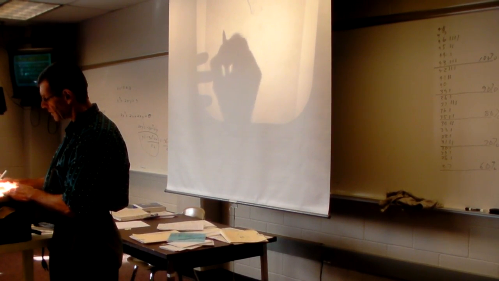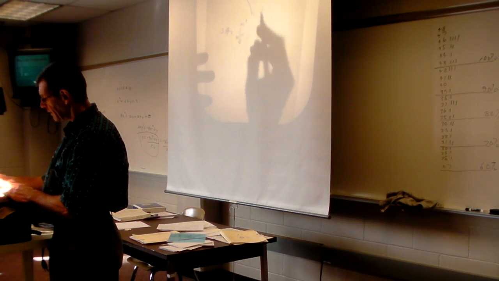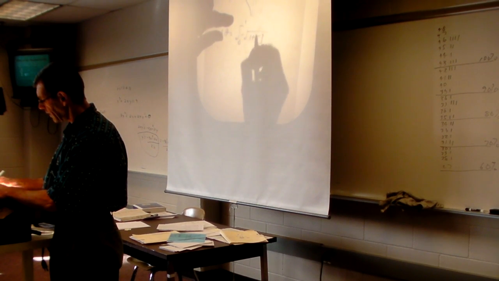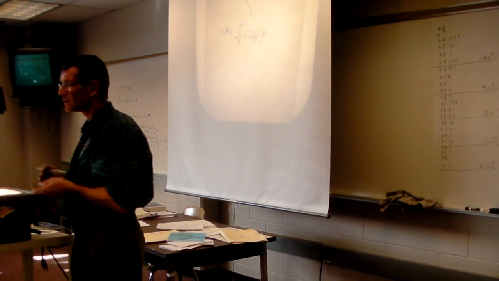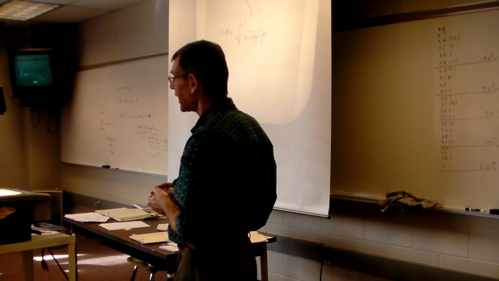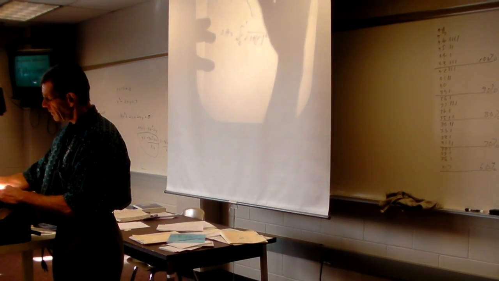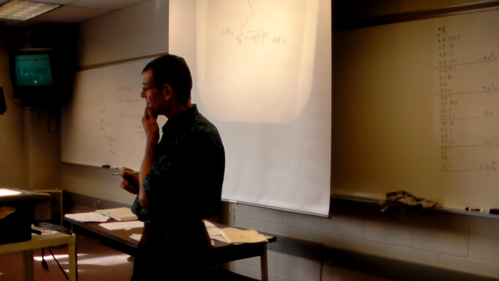So the surface area is going to be the integral that goes from 0 to 1. The length of the arc, which is what? Square root of 1 plus the derivative squared times the radius, 2 pi times r. 2 pi times the radius. So this would be the radius. Okay? So that's the concept.